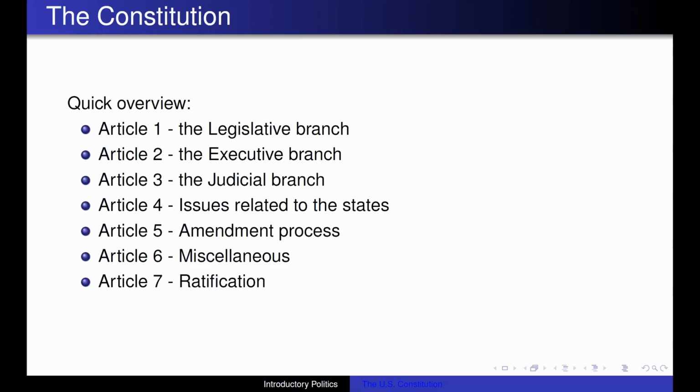This is, again, a rigid document unless we change it. And in order for there to be any change, there is a very specific process that it has to go through. Article 6 is going to contain what I just have listed here as miscellaneous things. There are certain things found in Article 6 that just don't really fit anywhere else. And then Article 7 is a very quick one on ratification.